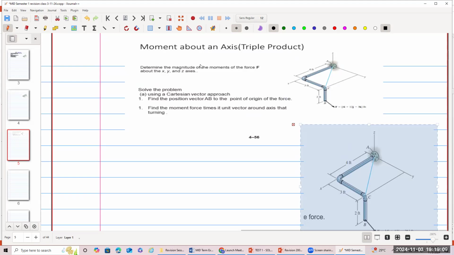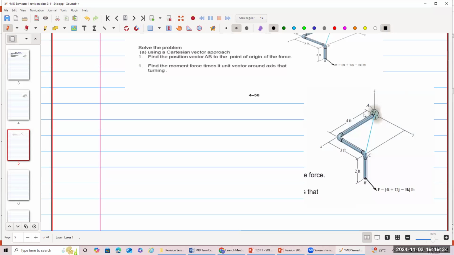The first one we want to do, let's start with the x-axis. How do we do it about the x-axis? That is the first one first, so let us move on to the x-axis. Let's look at the figure.